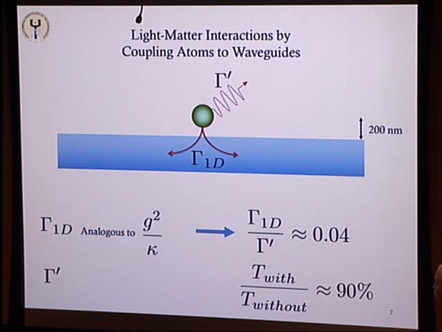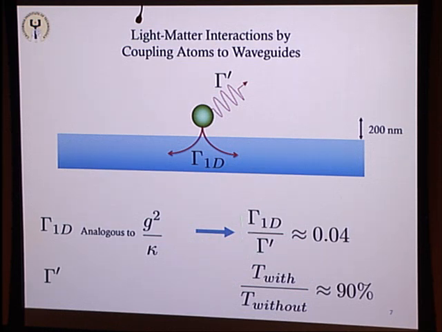And so for this kind of a system, the ratio of good coupling to bad coupling that you can get for a single atom is roughly 0.04 or so. Said in a slightly different way, if you send light that's on resonance with the atomic transition into the fiber, and you have a single atom coupled to this fiber, the light will be attenuated by 10%. So this is transmission with the atom versus transmission without the atom.